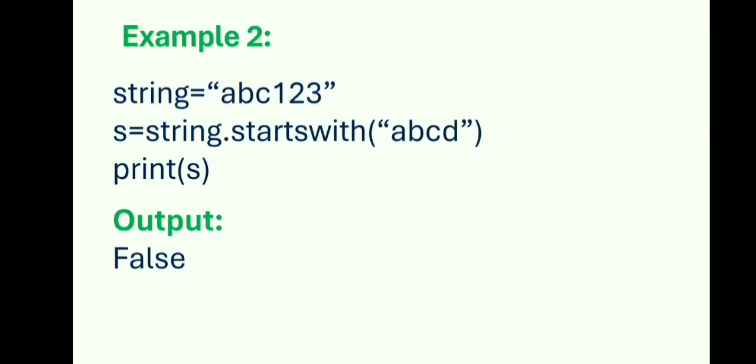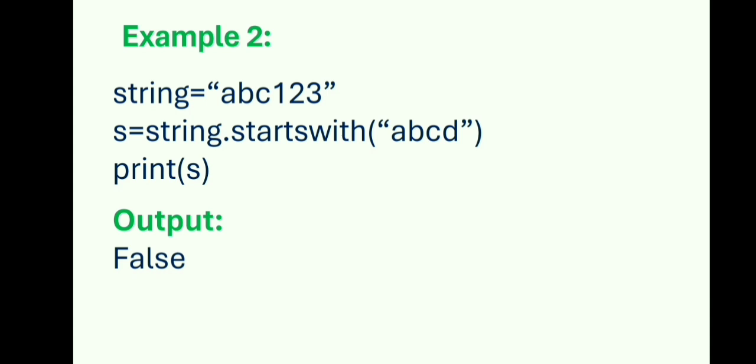Example 2. In this example, we assign the string value abc123 to the variable string. In the following statement, we apply the string startswith method to this string by passing the substring abcd as an argument and store the result in a variable s. Then the print statement print s prints the return value of startswith method. The output of this example is false because the string does not begin with the substring abcd.